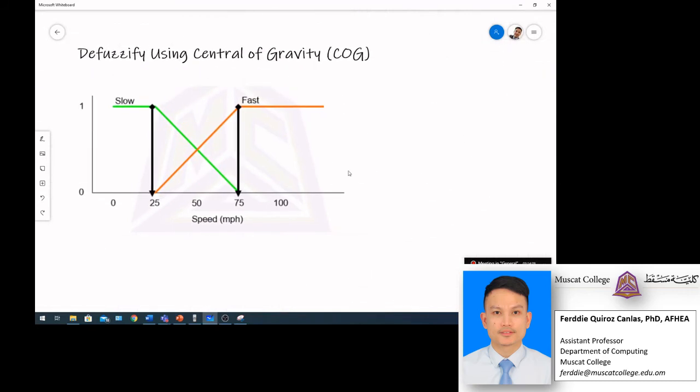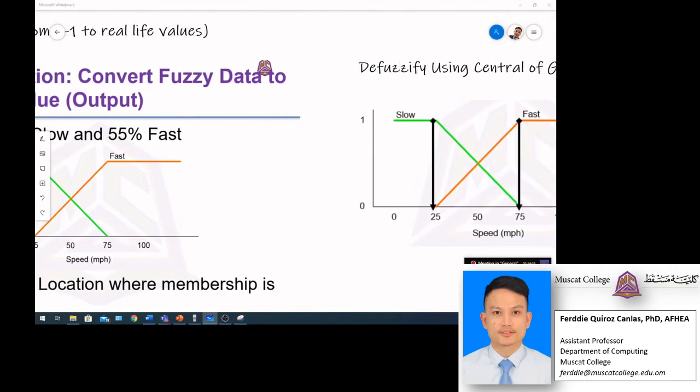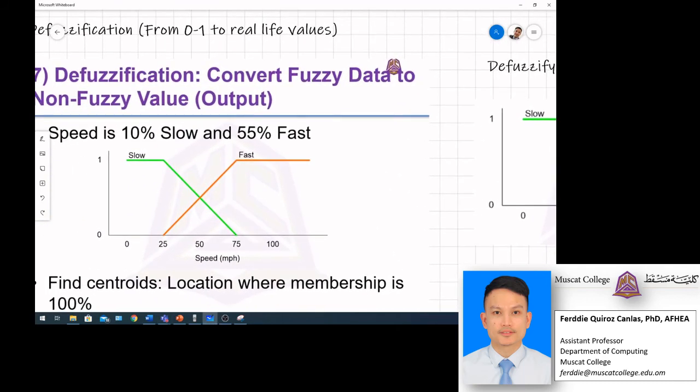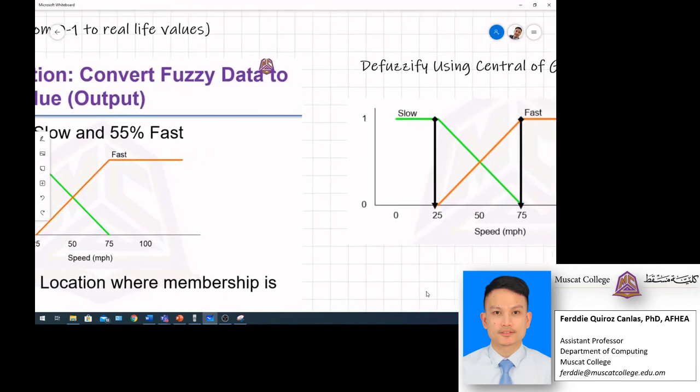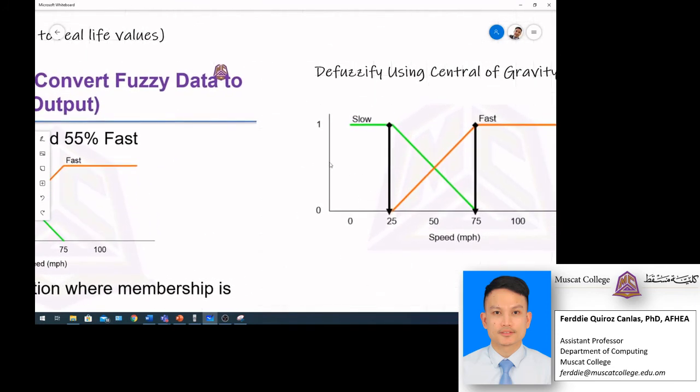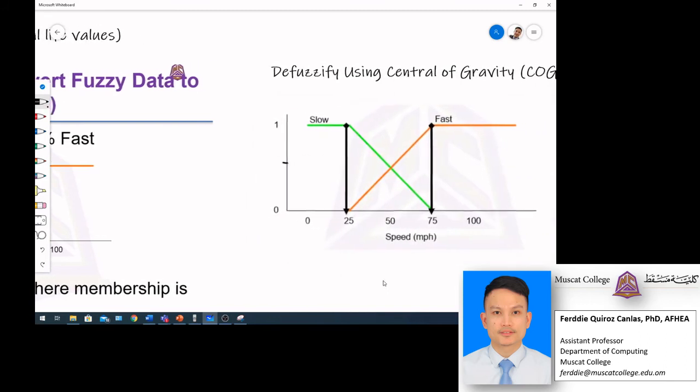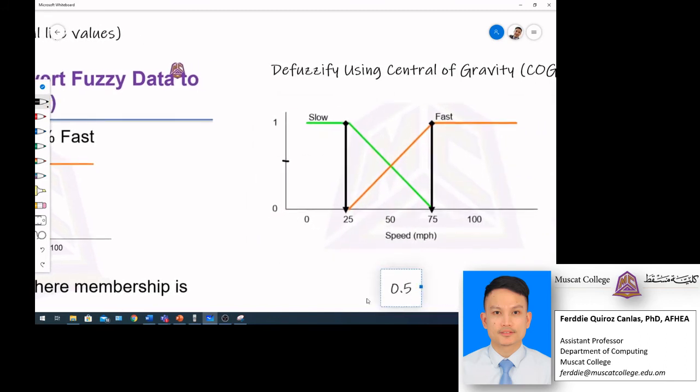Okay, so based on the example here, it says we have 10% slow or 0.10 slow. So if I'm going to divide this into 5, so this is 0.5, right? Which is also equivalent to 50%, right? This one. Can you see my screen clearly?